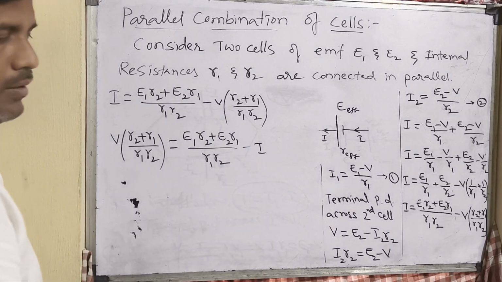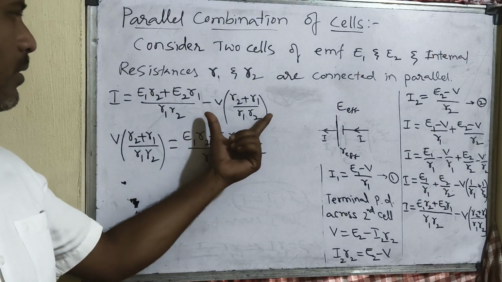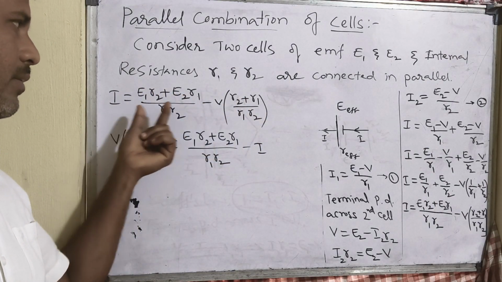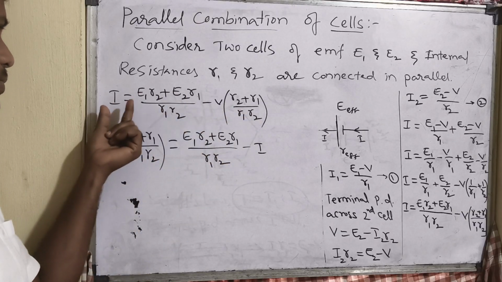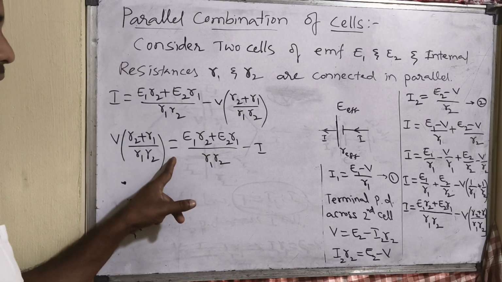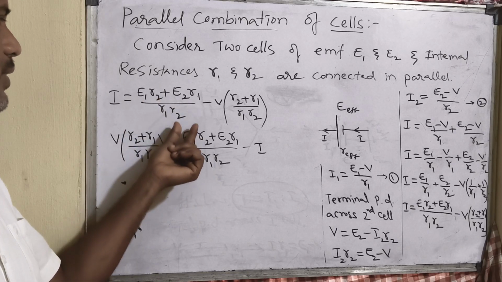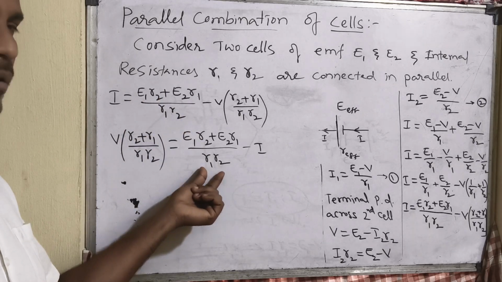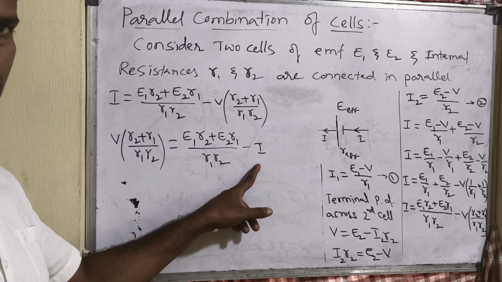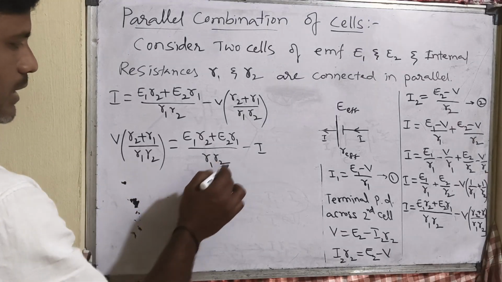Minus side. Understood? Here only most of the students get confused. Minus this function, move this side, left side, and minus is there, that's why it becomes plus. This plus, equal, same as it is. The right side term is already a plus term, E1 R2 plus E2 R1 by R1 R2. Here the plus side moves to that side, minus side. Clear? Right. Now, this function moves this side.